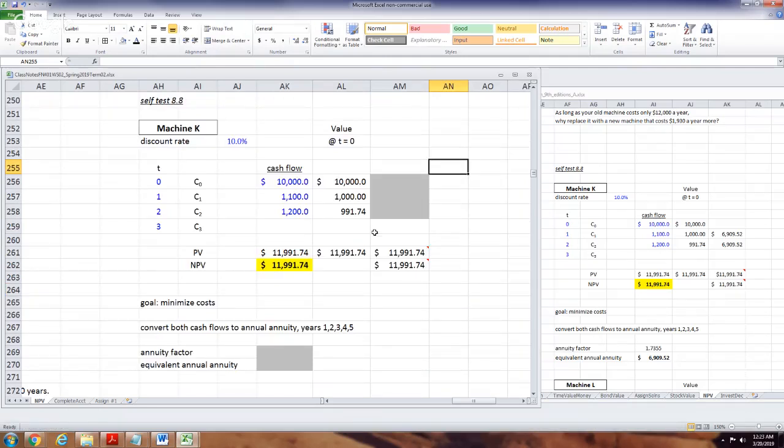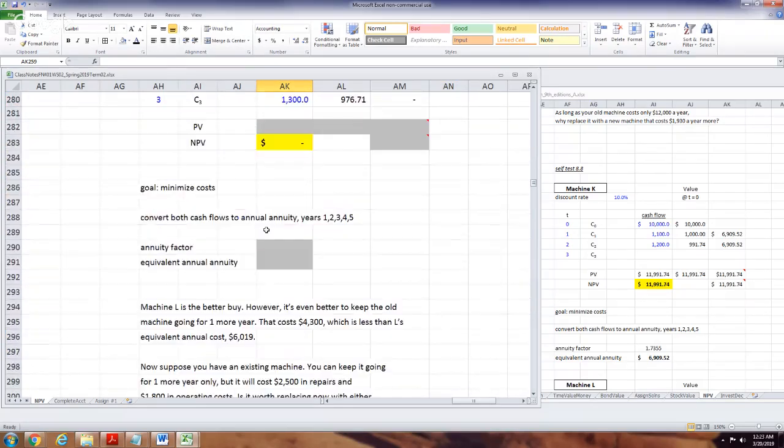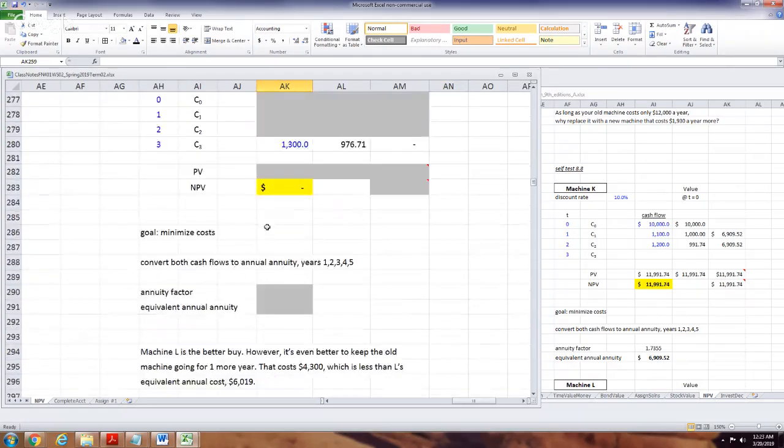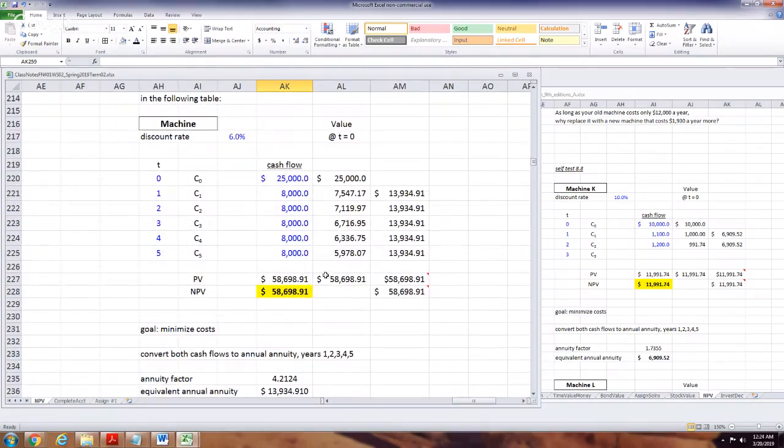Yeah, using the functions. Okay, so again, you have two choices here: machine K, machine L. And you're going to look at the two of them and try to figure out which one has the lower equivalent annual operating cost, that kind of thing. So we found, again, you can look at this one. This is net present value.